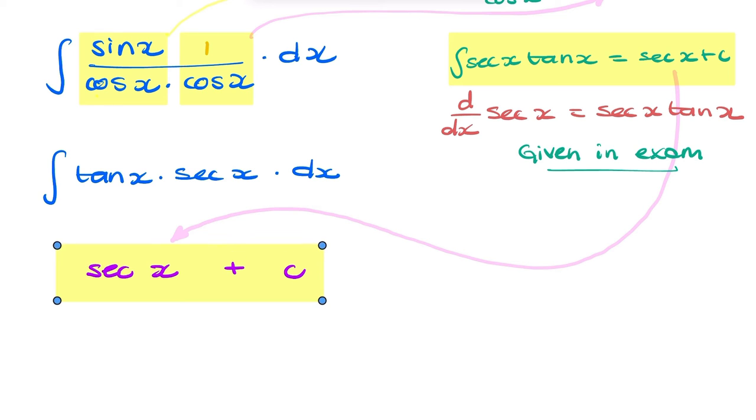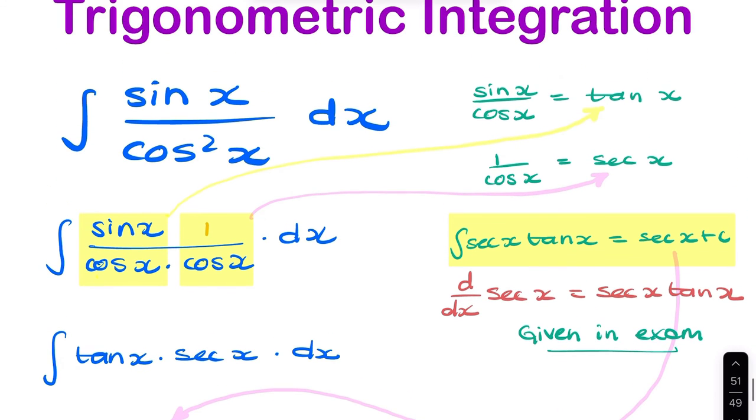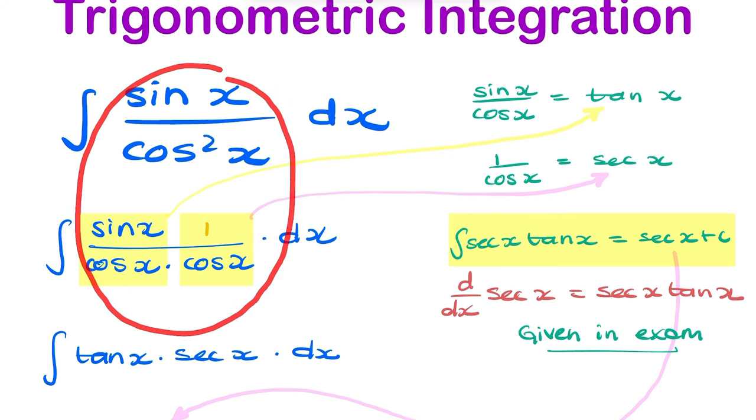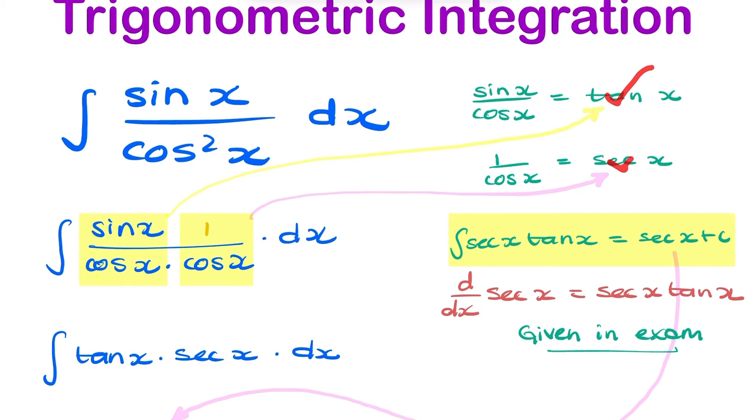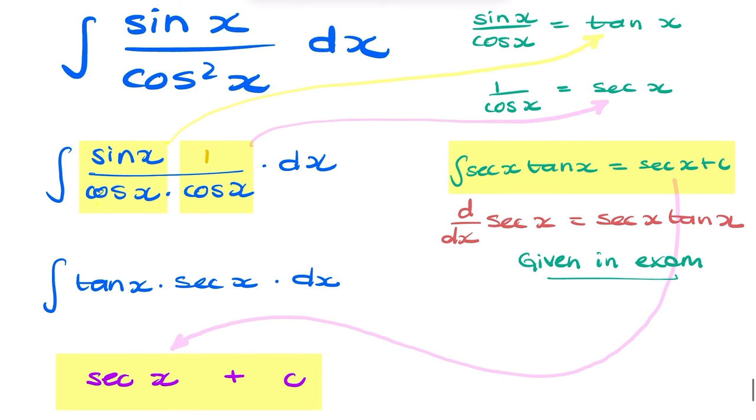So again, answering this question requires a little bit of manipulation, and you need to know the definition of tan and secant, and you need to be able to use the information given in the paper to know that the integral of secant tan is secant. Again, in the exam paper, they'll tell you the derivative of secant is secant tan, but the opposite of differentiation is integration. So the integral of secant tan is secant x. So now secant tan is the same as tan secant. So this is the same as that. So therefore that is my answer.